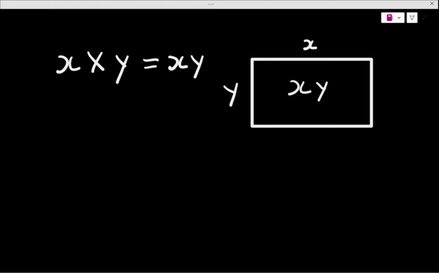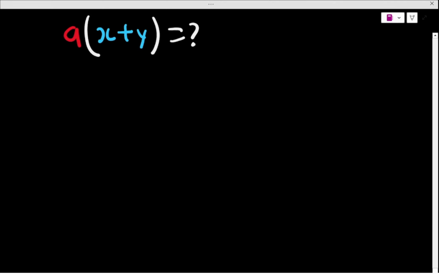Pretty straightforward. But what happens when we have, let's say, a times x plus y? What would this be equal to? Is it ax plus y? Is it ax plus ay? We don't know. Well, let's find out. Instead of thinking just purely on algebra, let's visualize it.